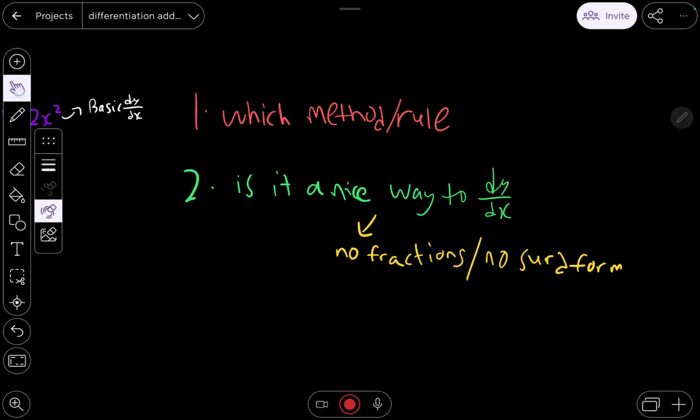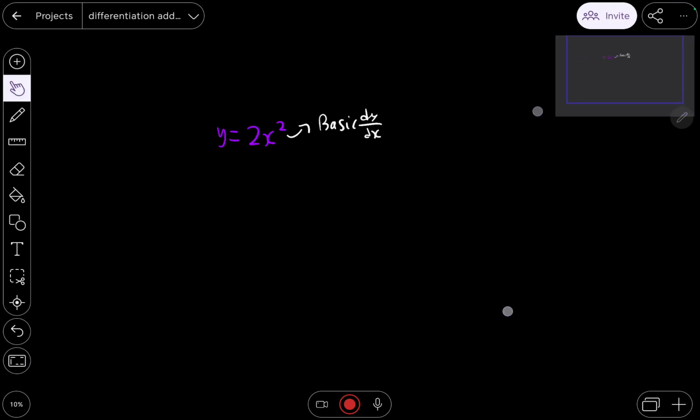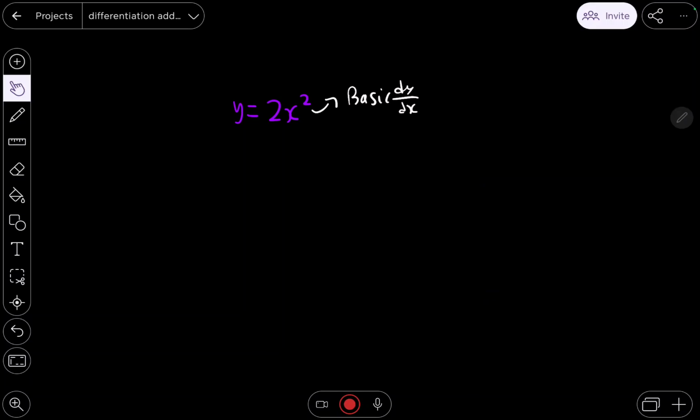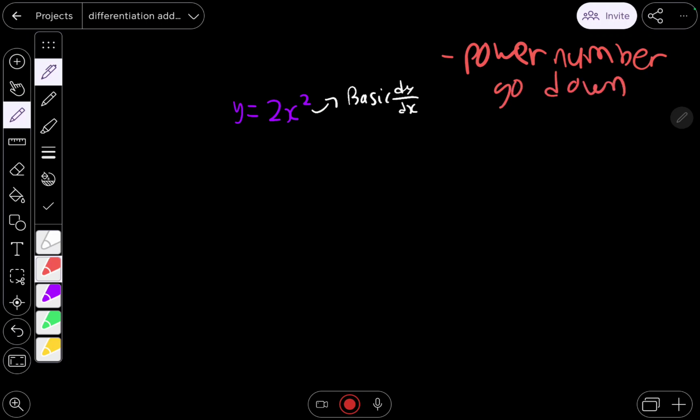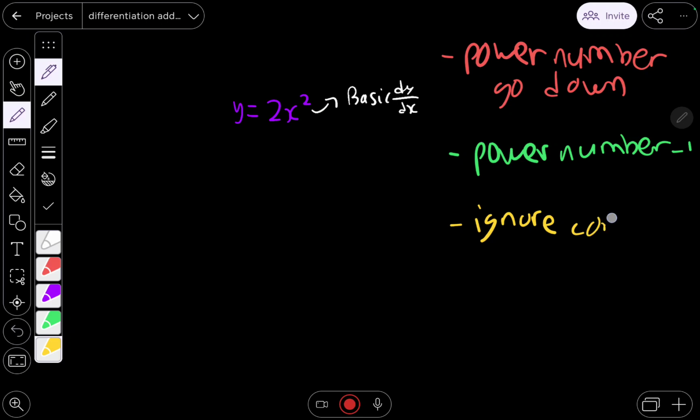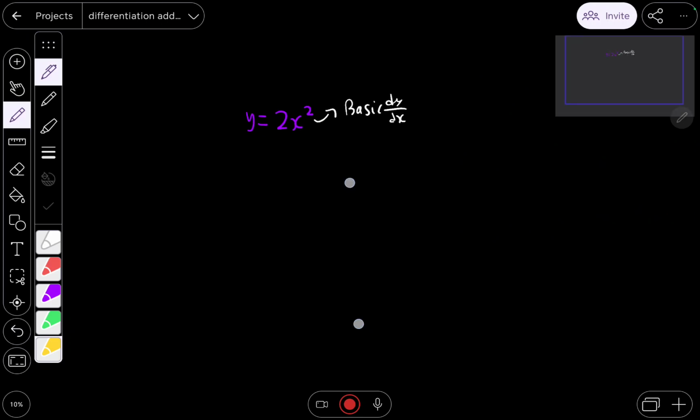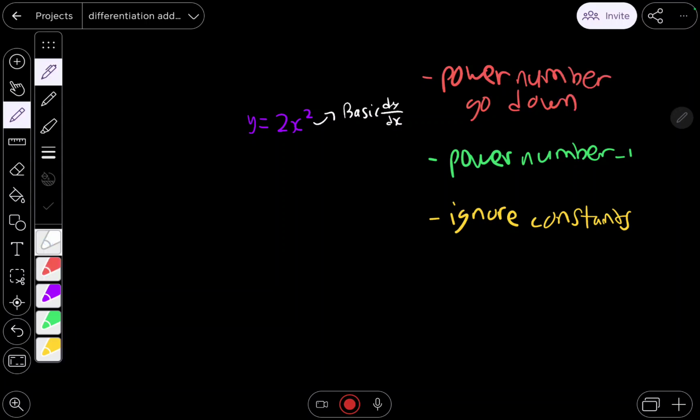So let's continue on with this question here, where we are going to differentiate y is equals to 2x squared. So remember your basic differentiation rules, where you got power number come down, and then followed by power number minus 1, and then you will ignore constants or whole numbers. So these are the 3 steps here. You will start by writing dy over dx.